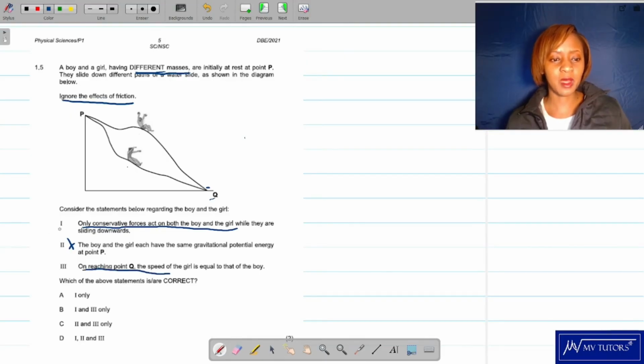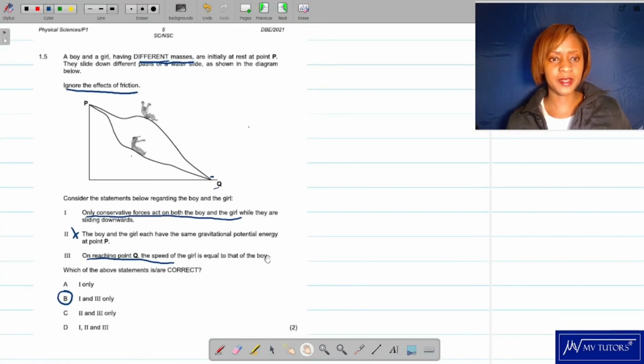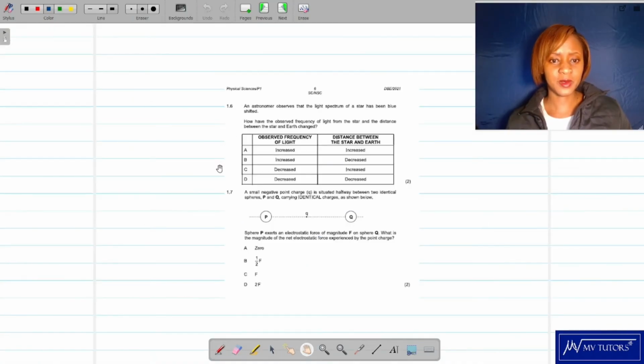So we have option 1 and 3. And if we look here, 1 and 3 only, so that is B. Okay, so that was 1.5. Now let's go to 1.6.